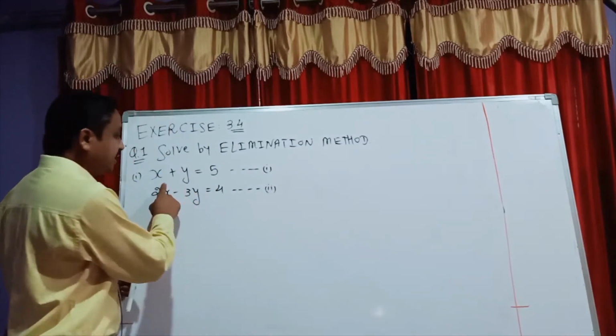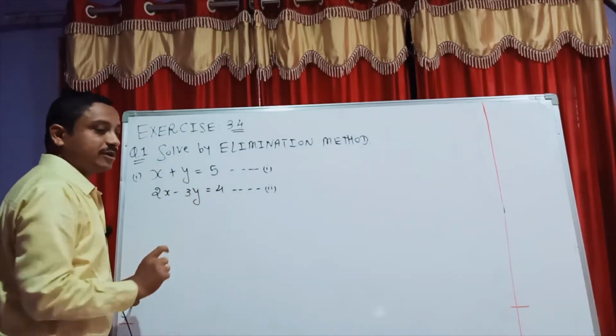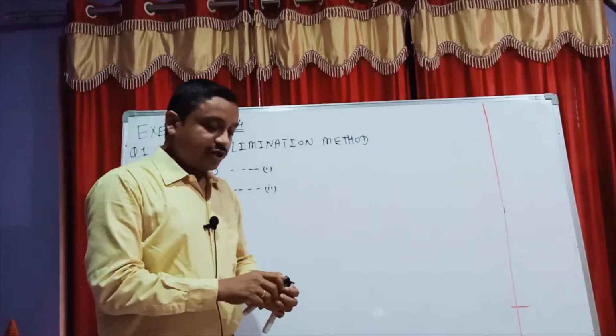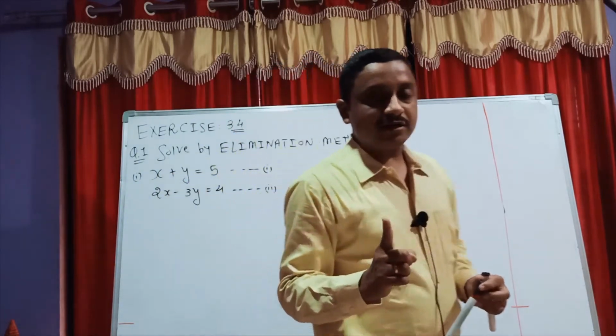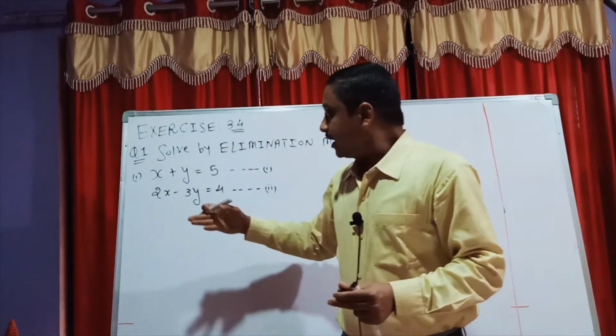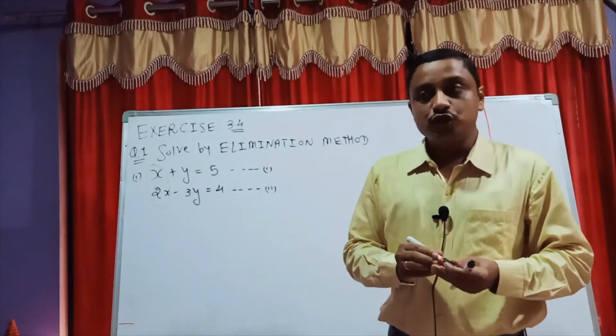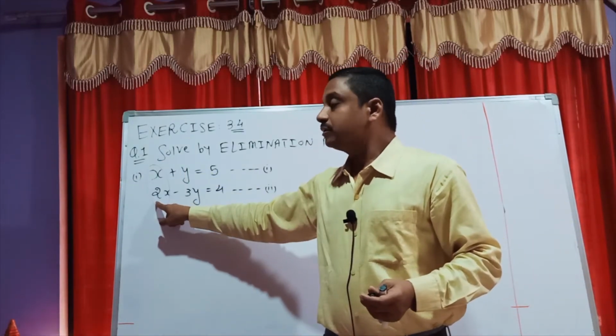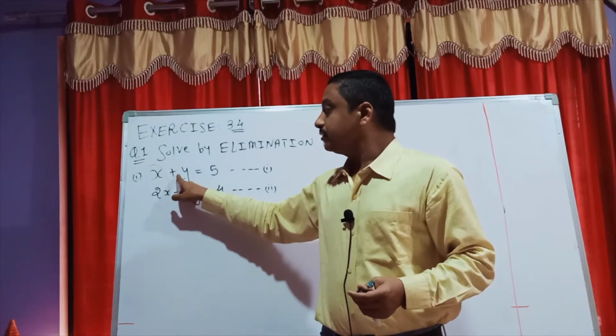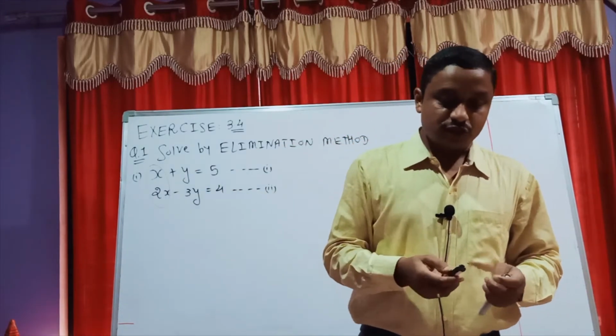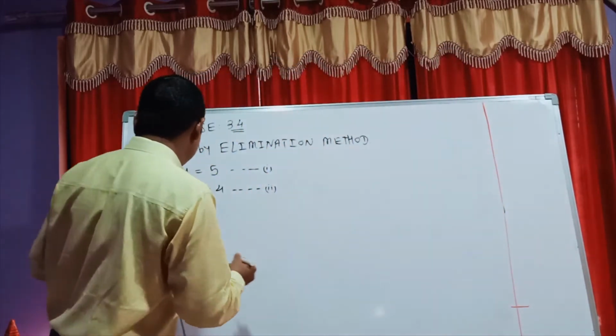So see the first question, x plus y is equal to 5 and 2x minus 3y is equal to 4. You decide whether to eliminate x or eliminate y. As you like, I decided here to eliminate x. So here 2 multiply. Or if you decide to eliminate y, then here 3 multiply. So as you decide students, don't worry.